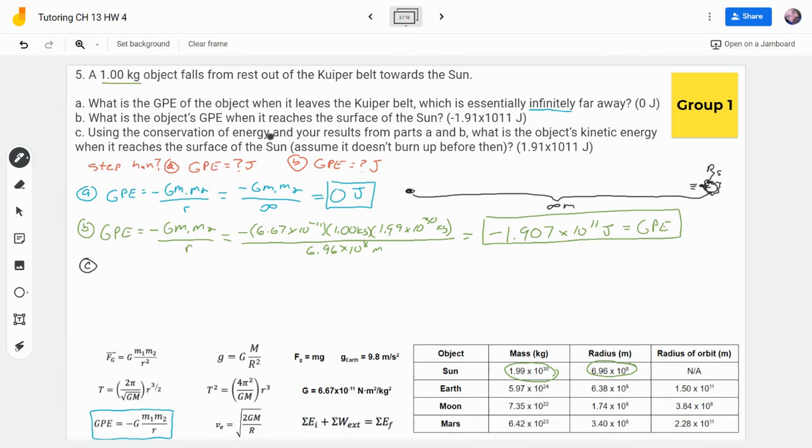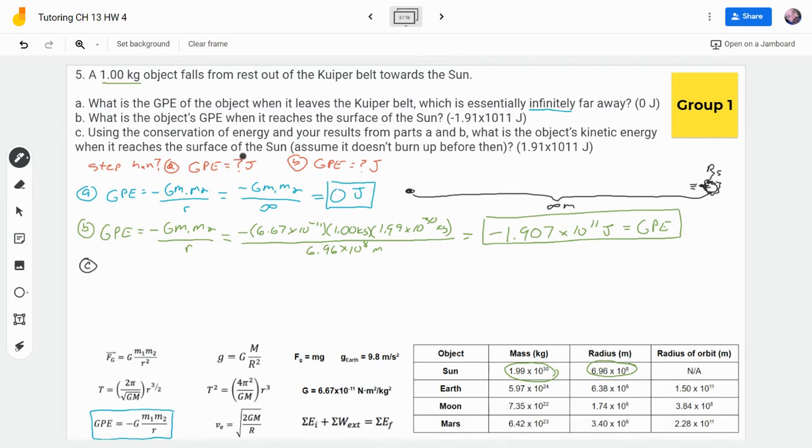So, using the conservation of energy, and any results from parts A and B, what is the object's kinetic energy when it reaches the surface of the sun? Assume it doesn't burn up before then. And there's other things going on, solar wind and different things like that, but don't worry about that.